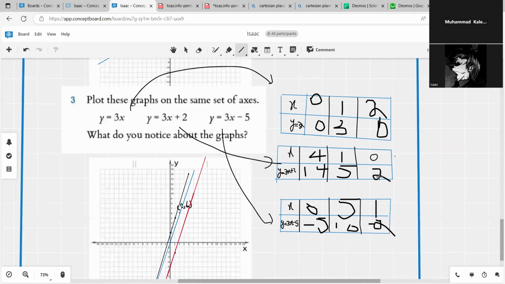0, 2. X is 0, y is 2. X is 4, y is 14. 4, 14 here. 1, 5. 1, 5. 2, 6. If we replace -1 in it, -1, what will be the answer? When x is -1 in the second graph.